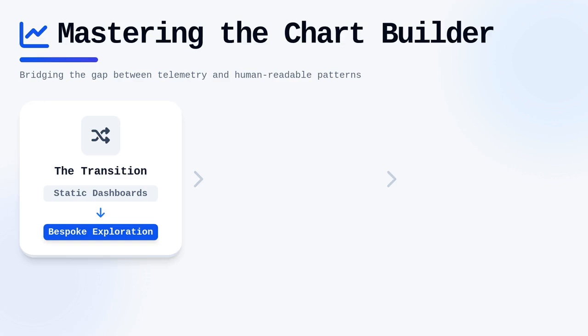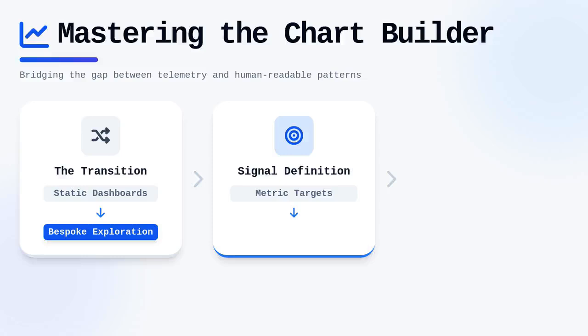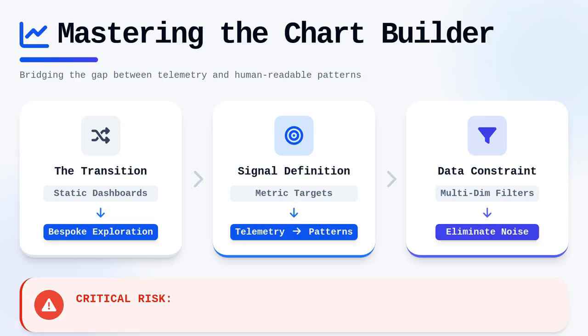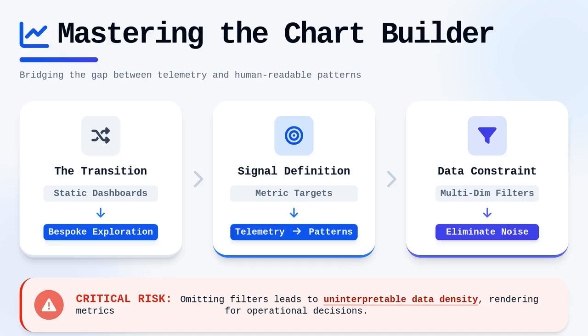You start by identifying the specific signal lines that represent the health or performance of your services. By selecting a metric target, you define the core data source, but the real power lies in how you constrain that data. Through the application of localized multidimensional filters, you ensure that the chart only displays relevant information, preventing the noise of high-cardinality environments from obscuring your view. If you ignore these filters, you risk creating a visualization that is too dense to interpret, essentially rendering the metric useless for operational decision-making.